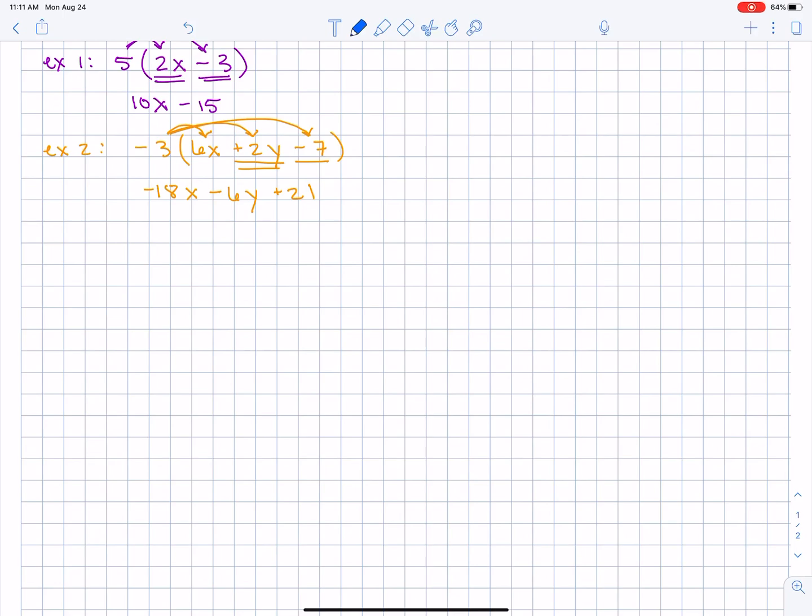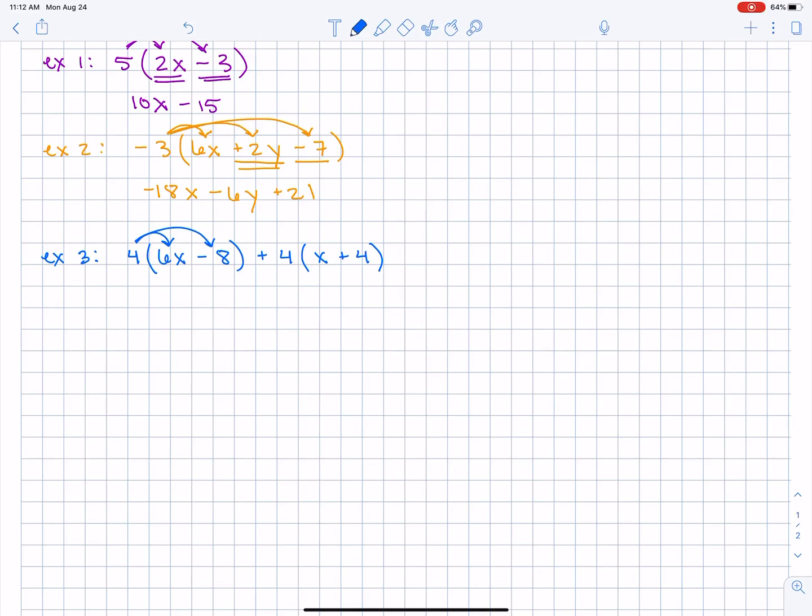All right, a little bit more of a challenge for you on this one. So example 3, we're going to have two sets of distributive on this one. So 4 times 6x minus 8 plus 4 times x plus 4. Okay, so this is where we're going to go ahead and distribute twice and then have to combine some like terms.